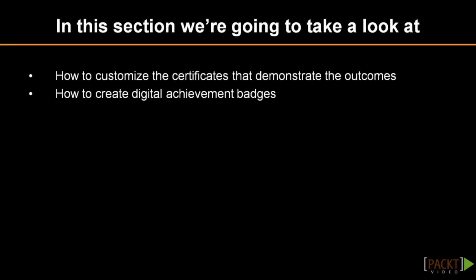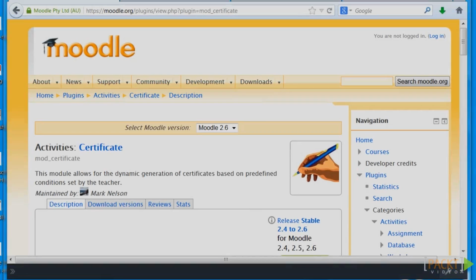In this section, we'll learn how to customize the certificates that demonstrate the outcomes of the assessments and to create digital achievement badges that can be earned by the learners. We'll look at the advantages of developing your own certificates rather than using ones that are pre-built. In Moodle 2.5 and on, you also have a chance to create badges. So let's take a look at certificates.